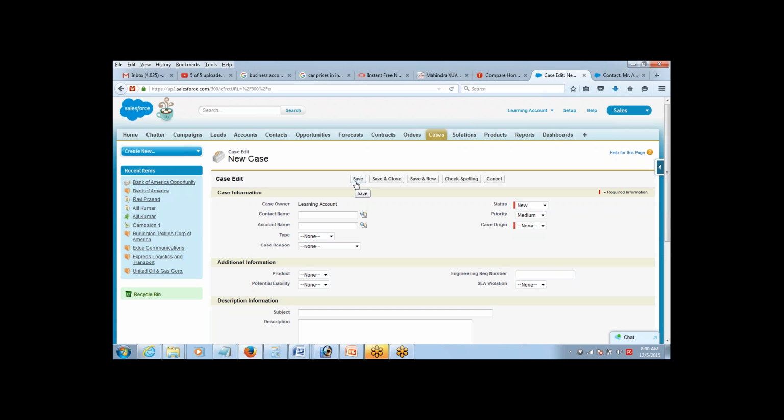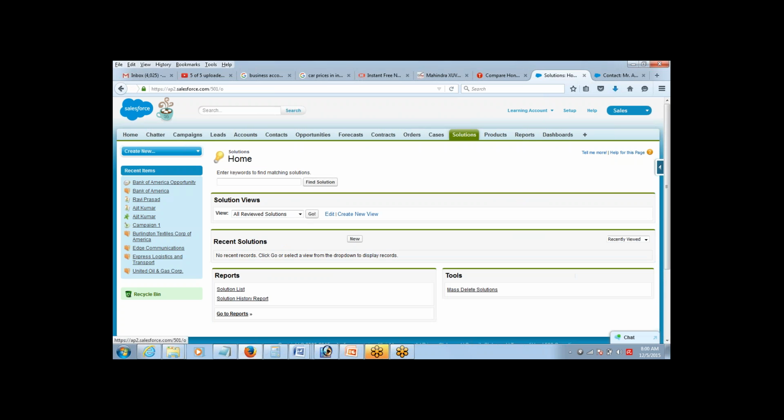The case is also something which has a life cycle, right? So case will also go through the same kind of life cycle, but usually the life cycle of a case is smaller. So you can have new, working, escalated, closed, right? So the status of the case can be closed, and save and close, so you have the option of closing the case. The case will be open for some time, and finally you'll have to close the case. Got it?